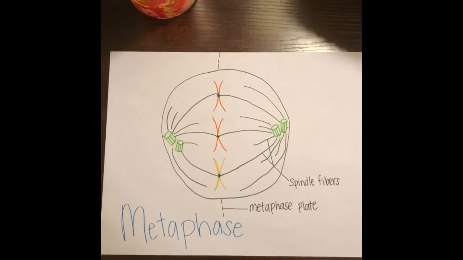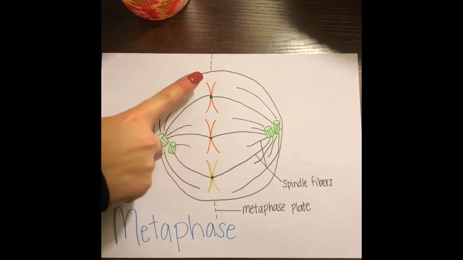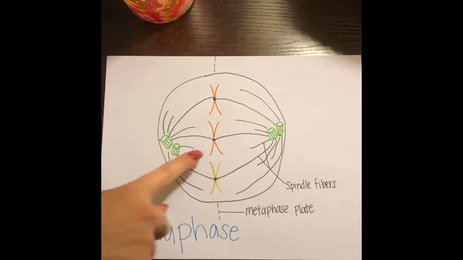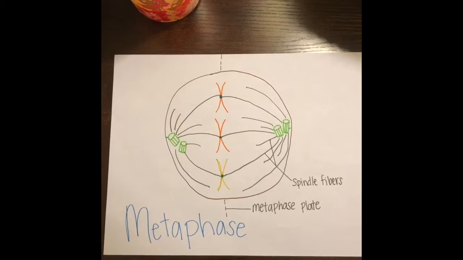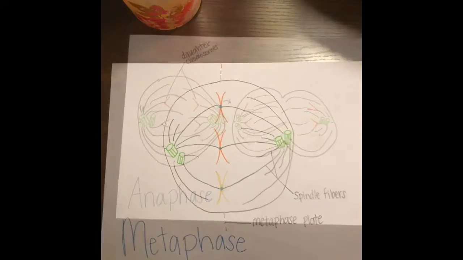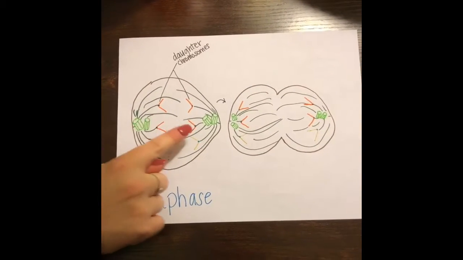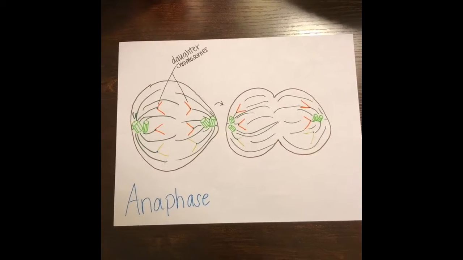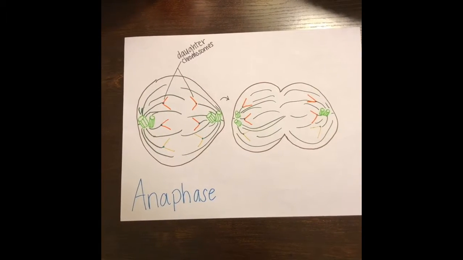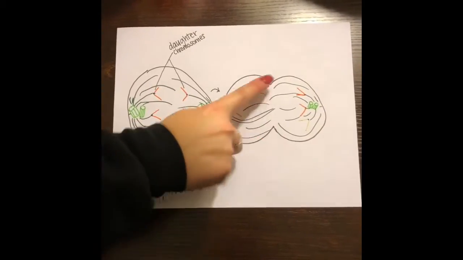Now metaphase. Sister chromatids move into the middle or metaphase plate. The spindle fibers tug on each other until the sister chromatids separate at the centromere. And that is the end of metaphase. Anaphase. In anaphase, there's movement of sister chromatids away from the metaphase plate. This is the shortest phase in mitosis. At the end of anaphase, the cell starts to separate.